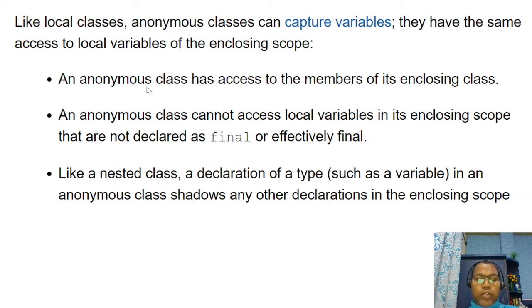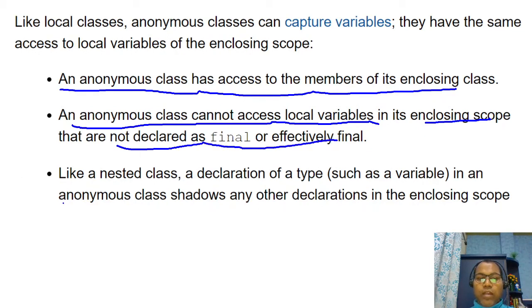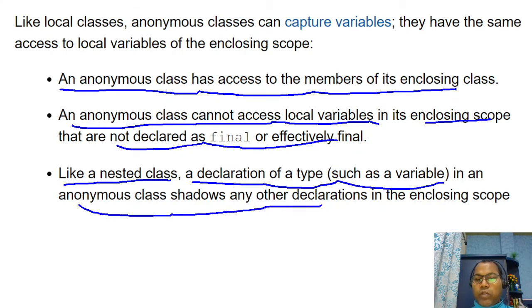And there are some rules. Your anonymous class can access the members of its enclosing class. An anonymous class cannot access local variables of the enclosing scope unless they are declared final or effectively final. And like a nested class, a declaration in an anonymous class shadows declarations in the enclosing class. If your top level class defines a variable with the same name as one inside your anonymous class, you will get similar behavior.